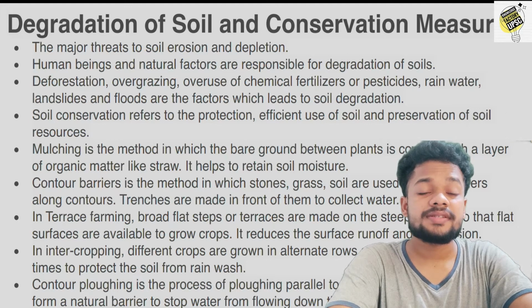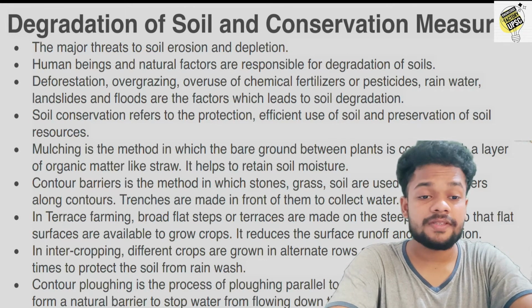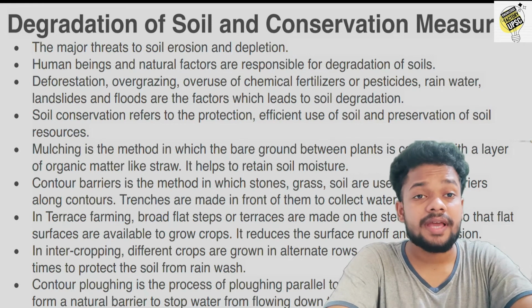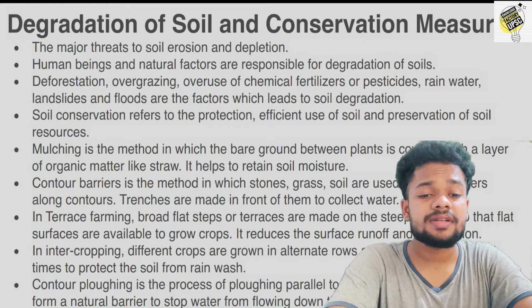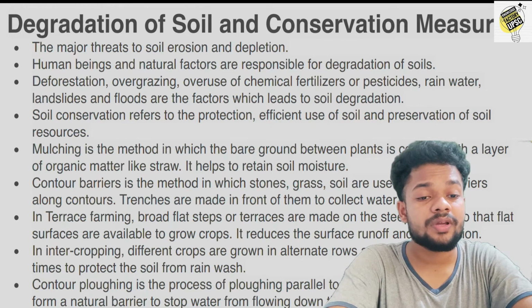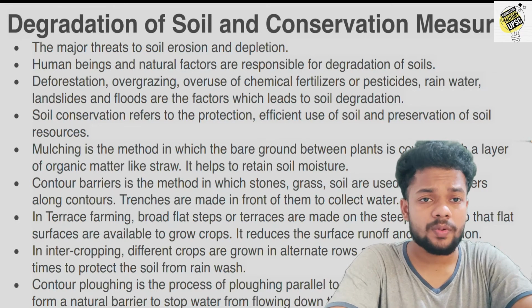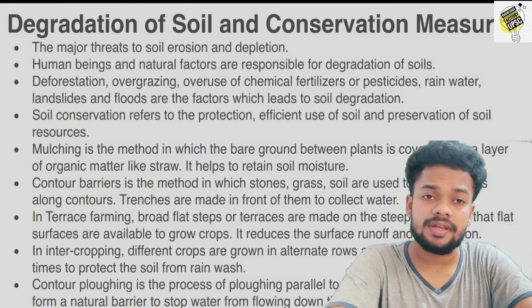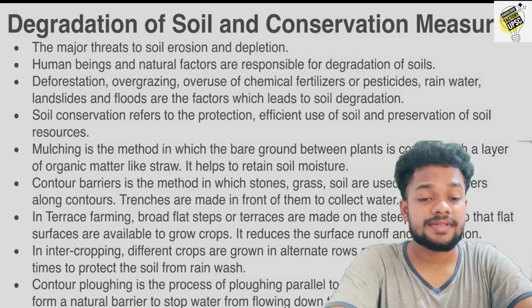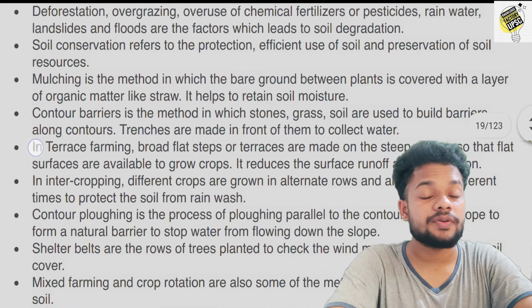Okay, so let's see the next topic, that is the degradation of the soil and the conservation methods. That means how the degradation of the soil takes place and how to conserve this degraded soil. The major threats are soil erosion and depletion. Human beings and natural factors are responsible for the degradation of the soil. So deforestation, overgrazing, overuse of chemical fertilizers or pesticides, rainwater, landslides and floods are the factors which lead to soil degradation.